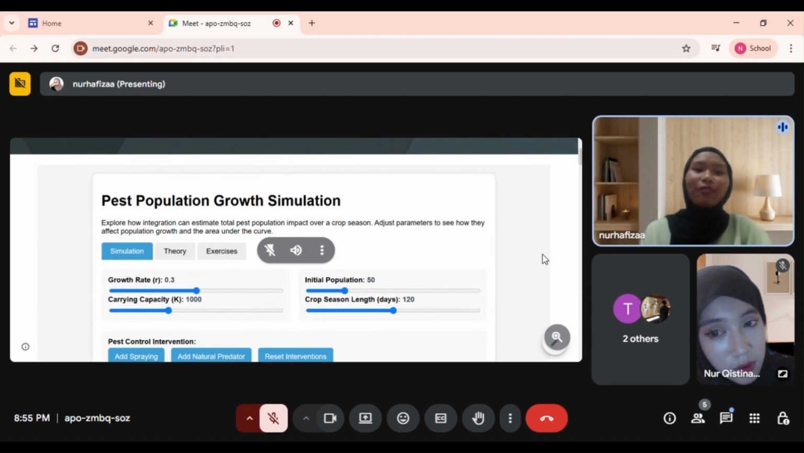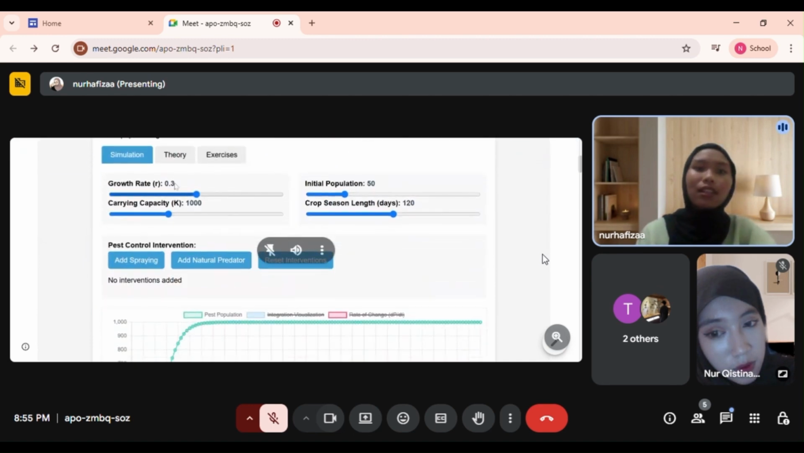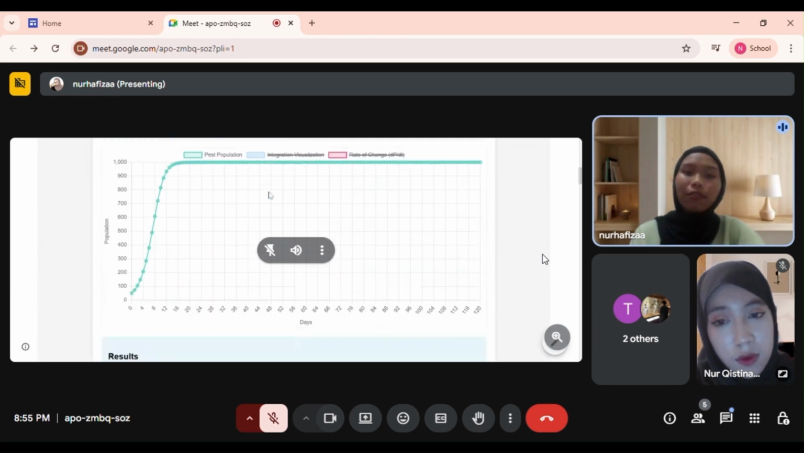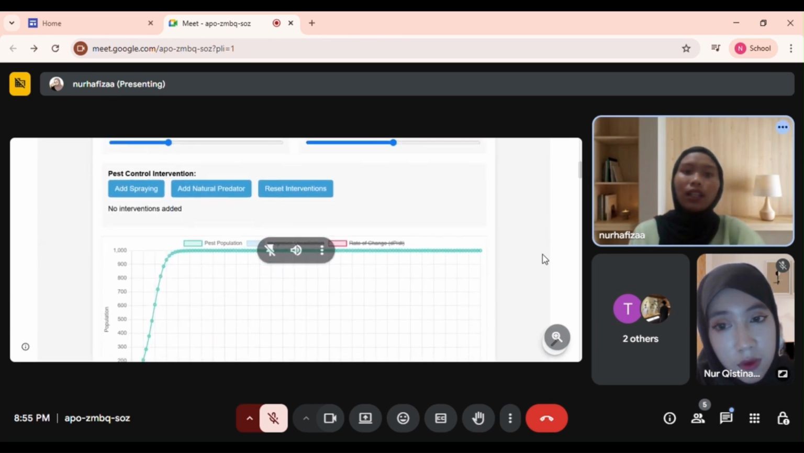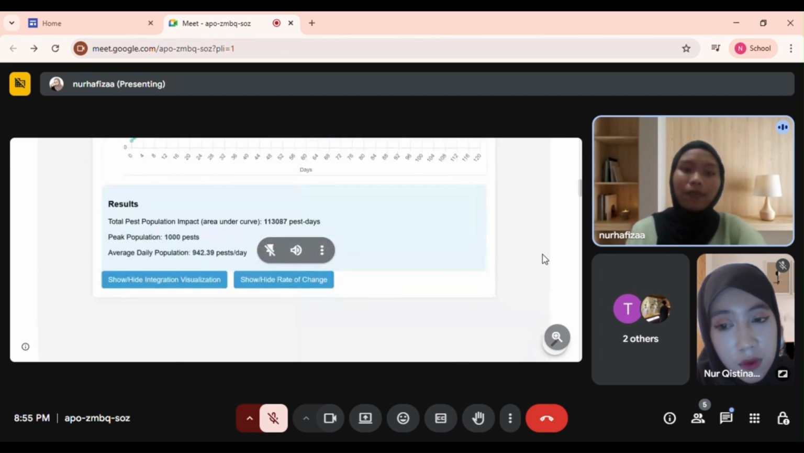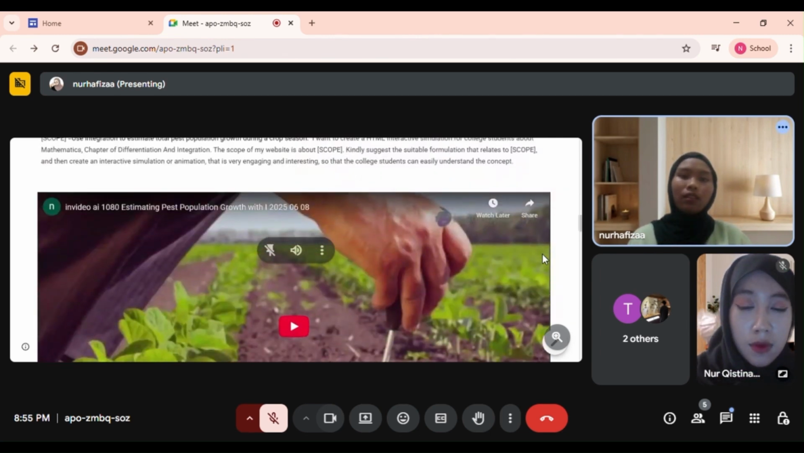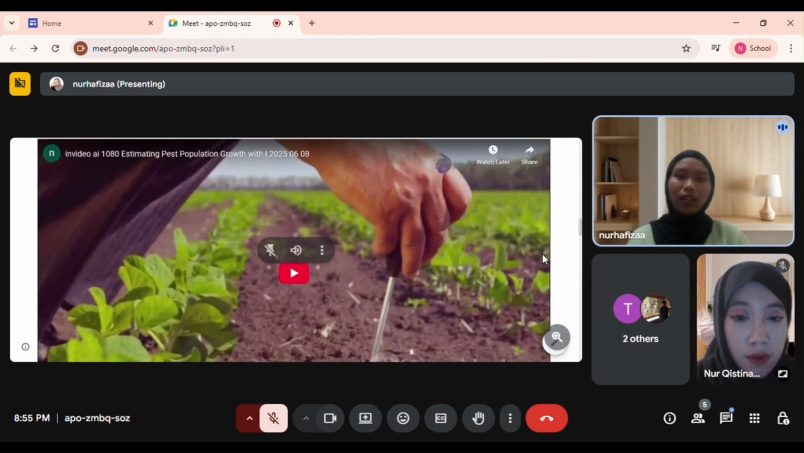The topic of the animation is a pest population growth simulation. So this is the data, so you can adjust if you want. And then this is the graph that shows the data that you adjusted just now. The second is the AI video, because this is generated by AI using the topic given.